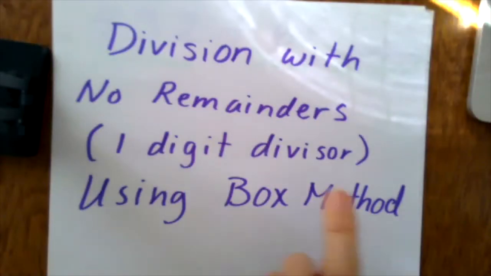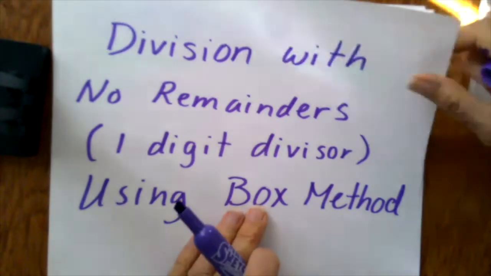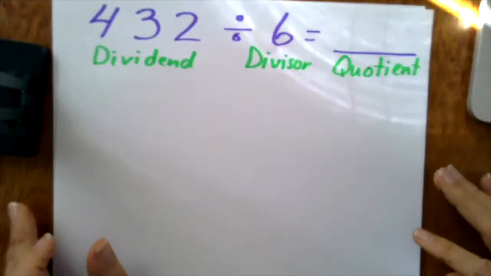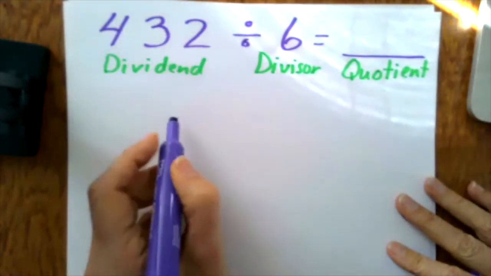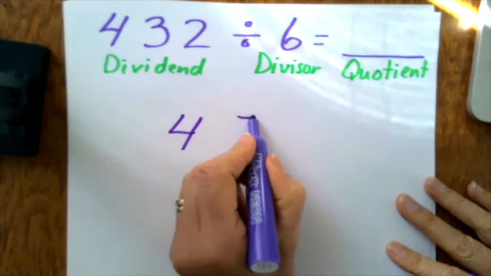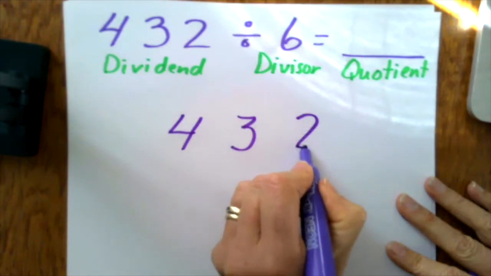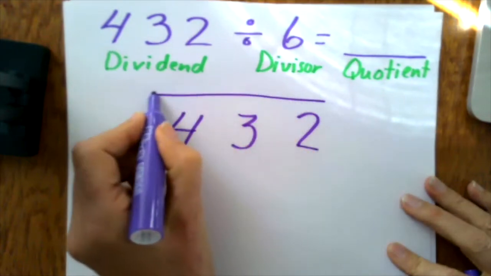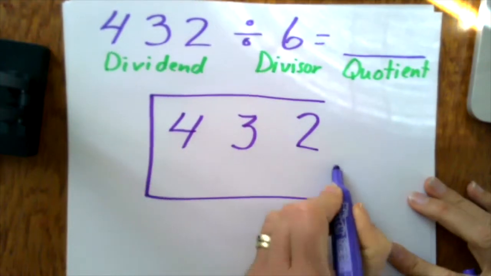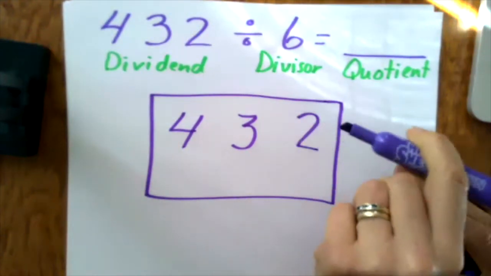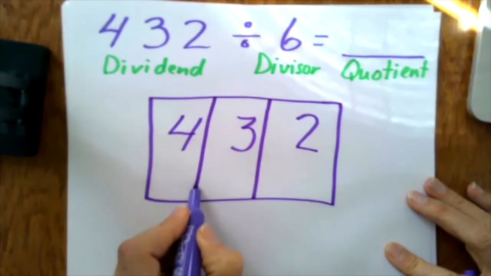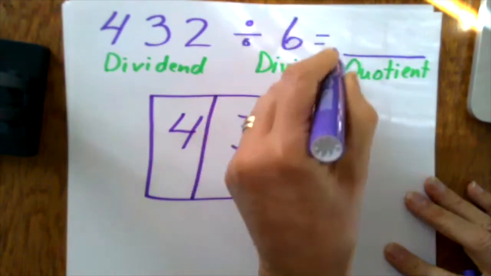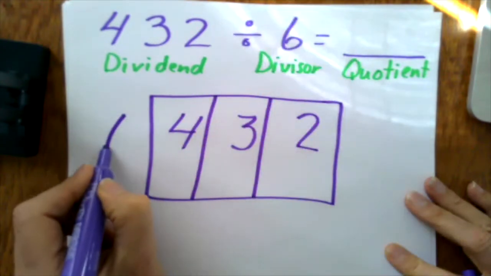Right. This is a video on division with no remainders using the box method. Here's the first problem. The first thing you do with this method is you take the dividend and you write it down. And next you put the dividend in a box. And then you take each digit and you put it into a column. Then you take the divisor and you put it on the left side of the box.